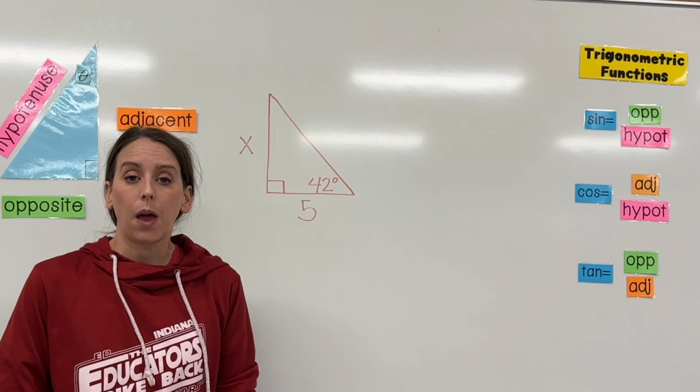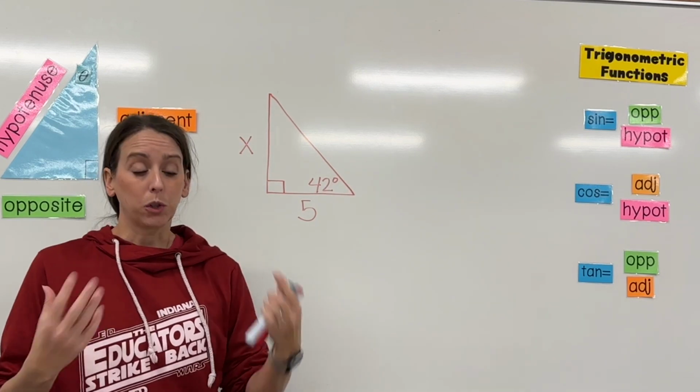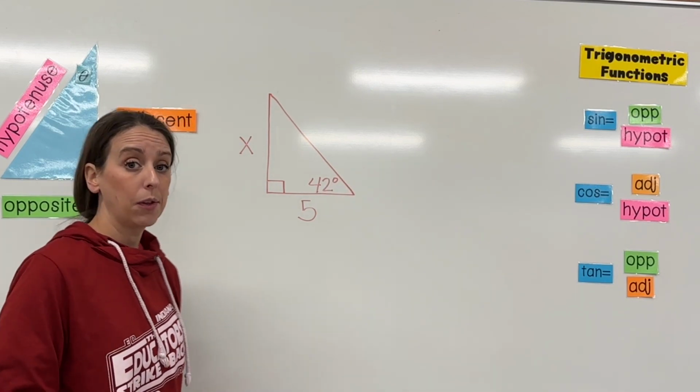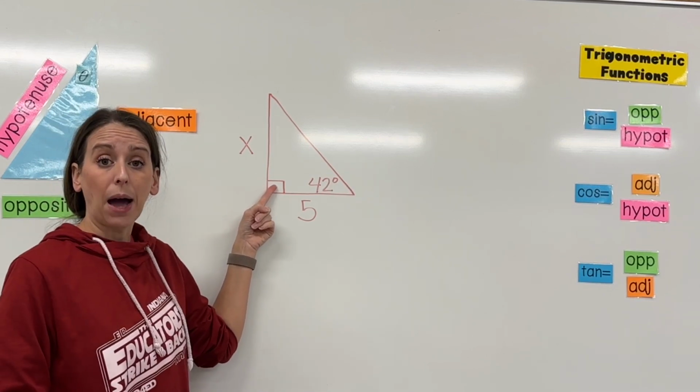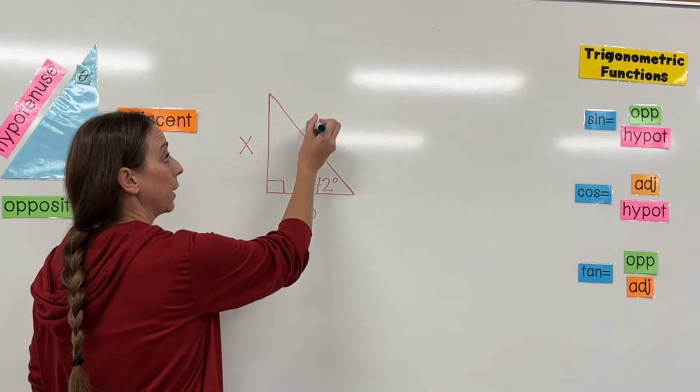One of the things that I found helpful when my students are solving these problems. So first, as I talked about, I want them to label their sides. So I have them find the hypotenuse first, so right angle. So this is our hypotenuse.